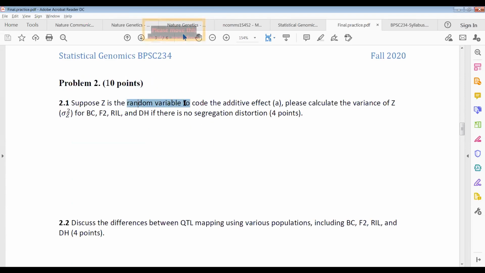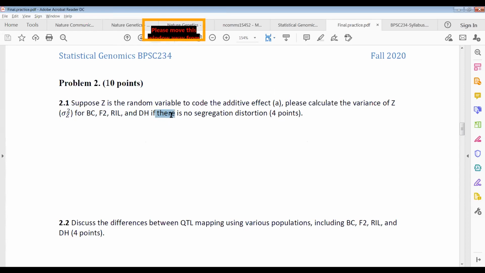Suppose Z is the random variable to code the additive effects, A. Here we just focus on the additive effects, so we do not worry about the dominance effect. Please calculate the variance of the Z variable for 4 different populations: backcross, F2, RIL, and the doubled haploid. Any problems here? Any questions here?